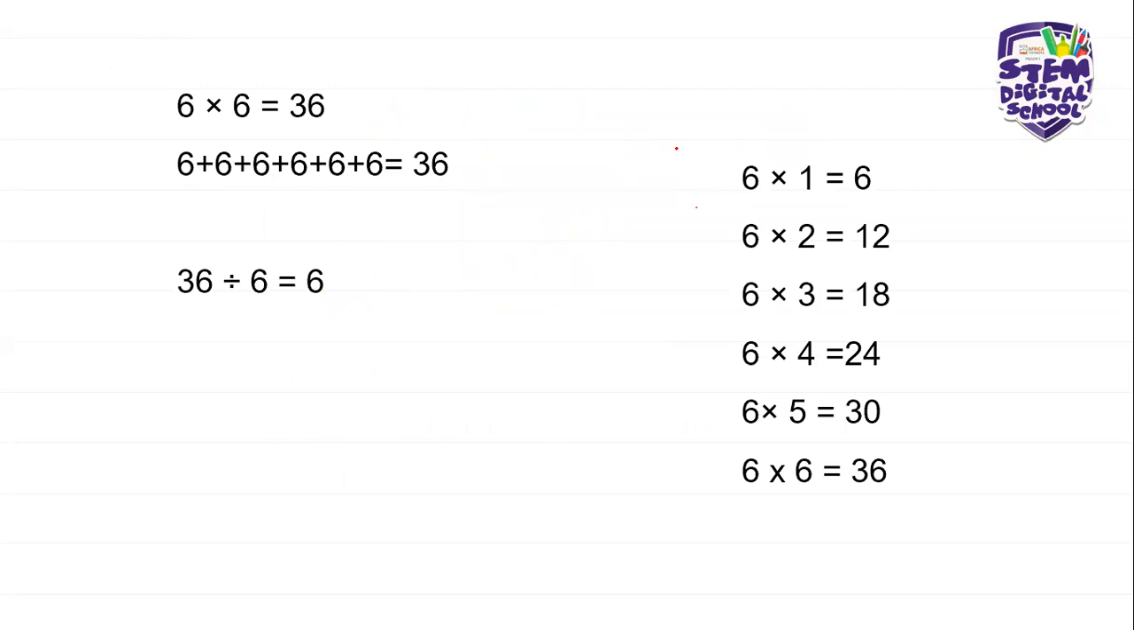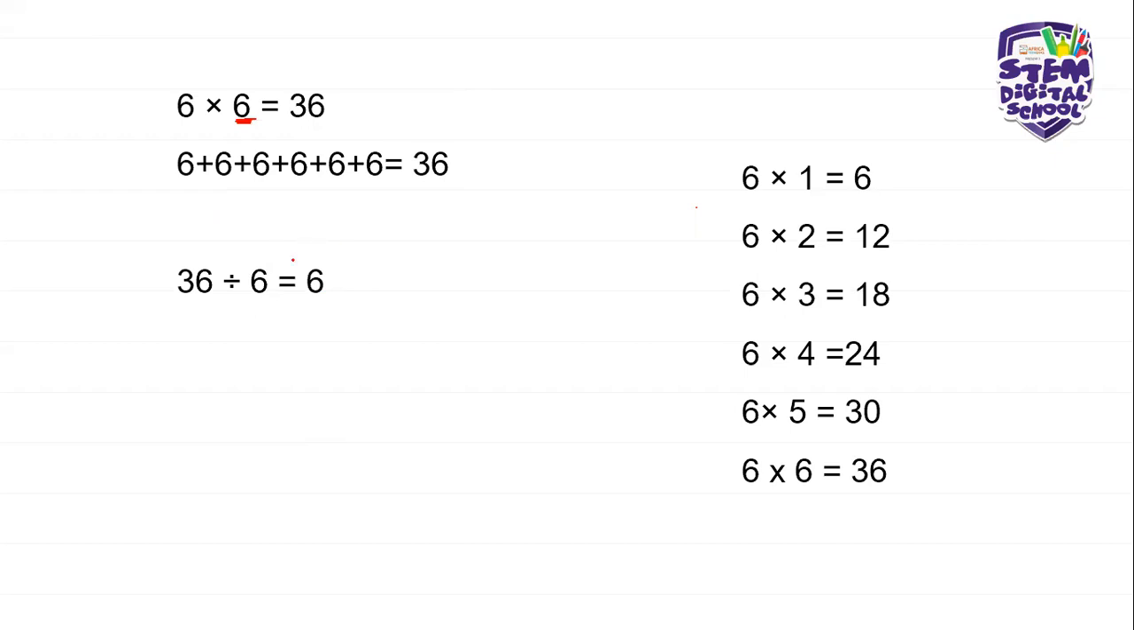I've got 6 times 6 is equal to 36. It means that I am going to add 6 times. 1, 2, 3, 4, 5, 6. Let's count: 6, 12, 18, 24, 30, 36. That's how it is. You're looking for what we call a multiple.